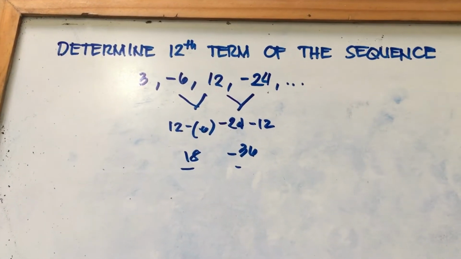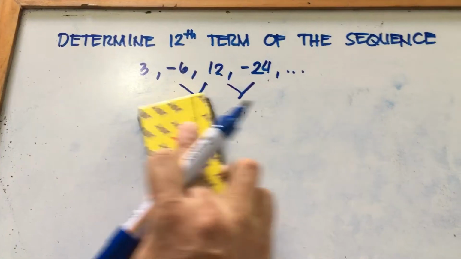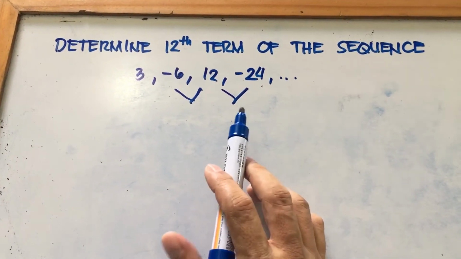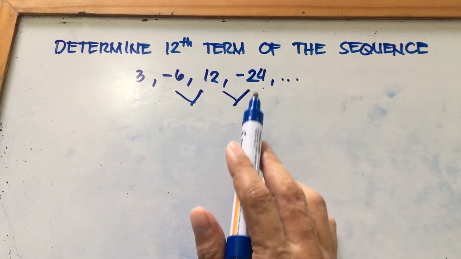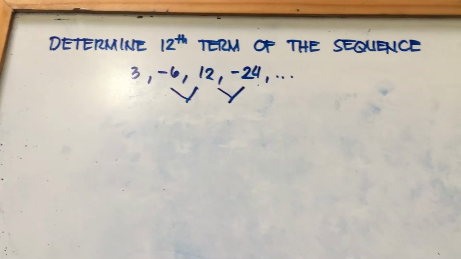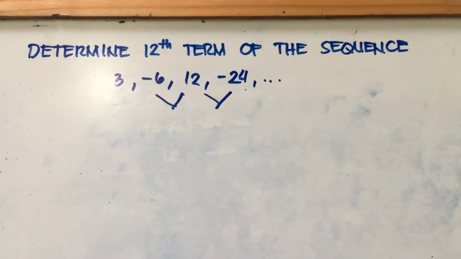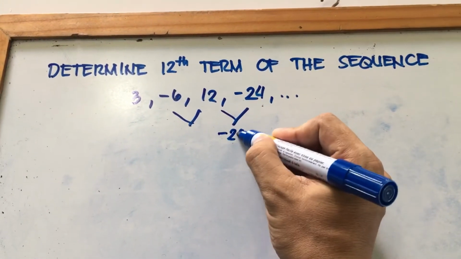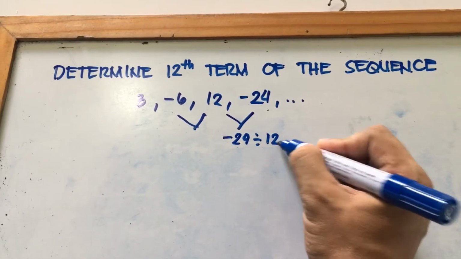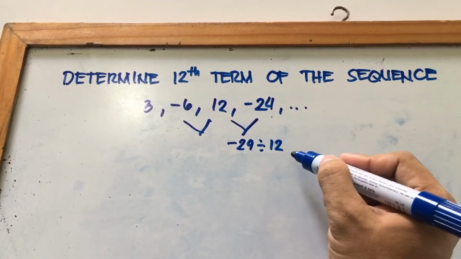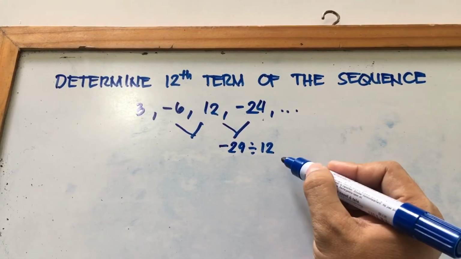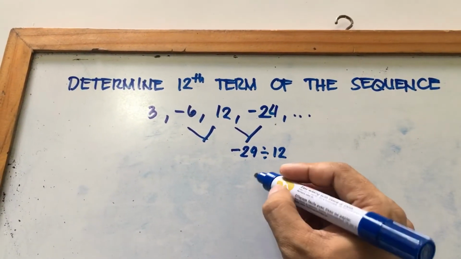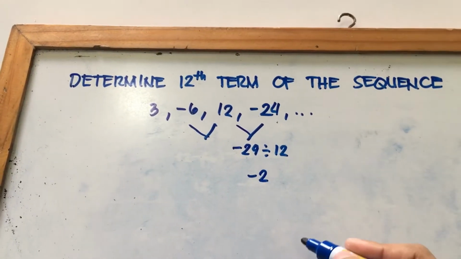So let's go now to if this is a geometric sequence. Now, if this is a geometric sequence, we simply divide the numbers from the right going to the left to find if there is a common ratio. So let's try. Negative 24 divided by 12. What is negative 24 divided by 12? A negative number divided by a positive number is a negative number. So negative 24 divided by 12, that is negative 2.